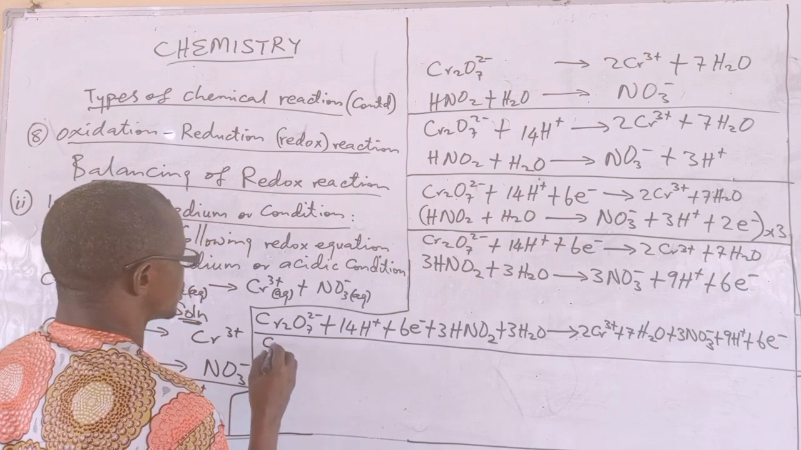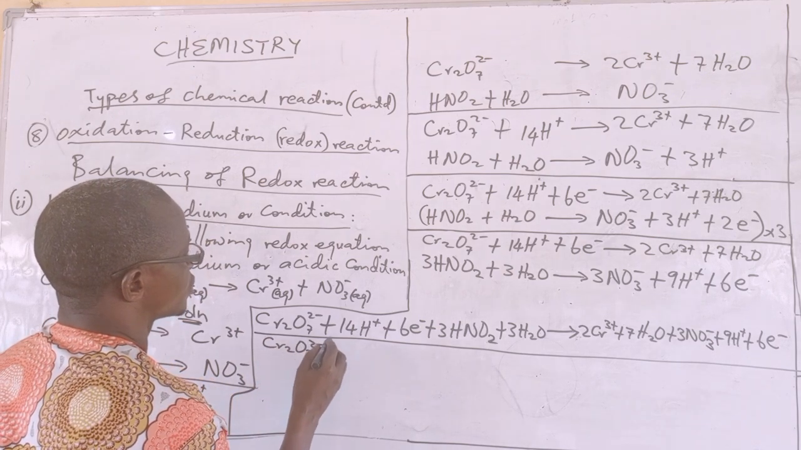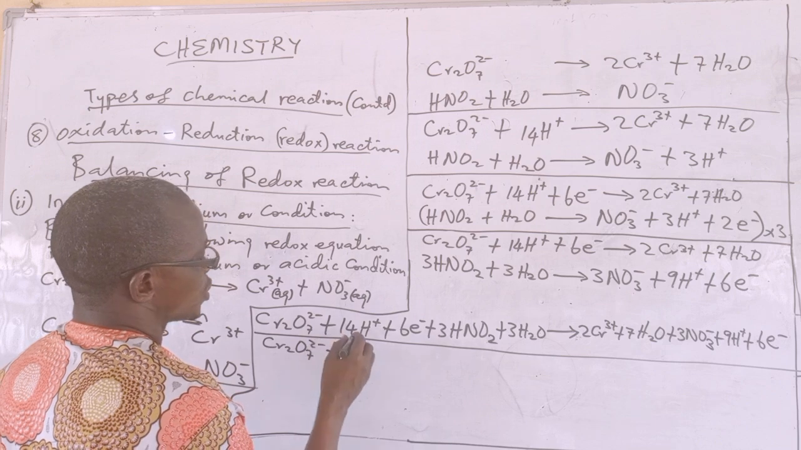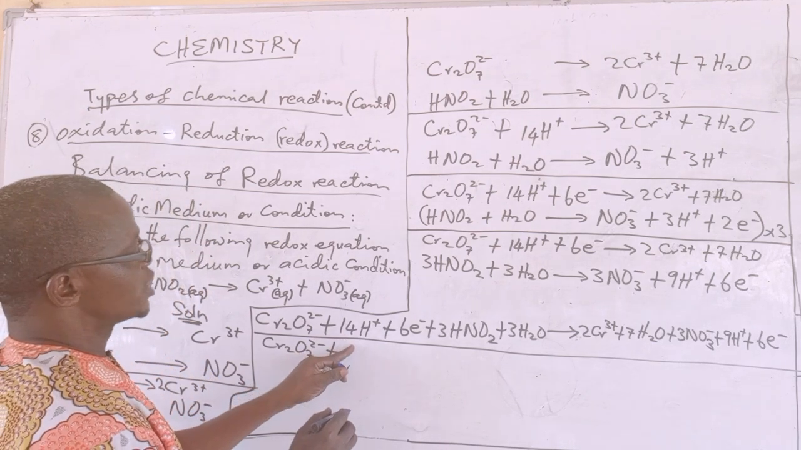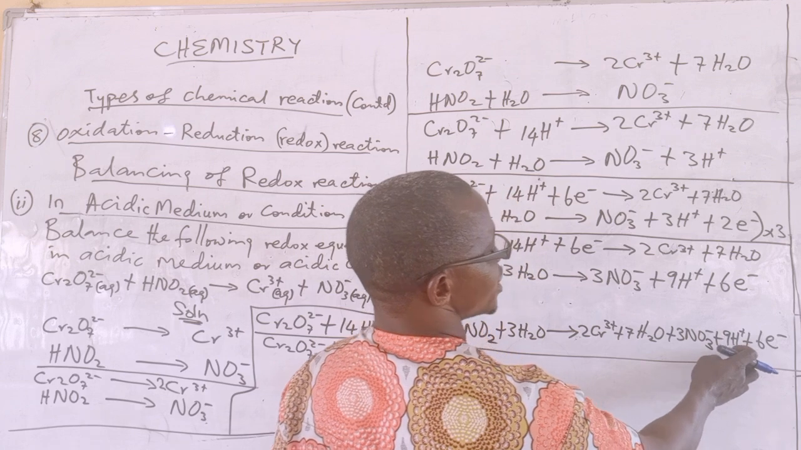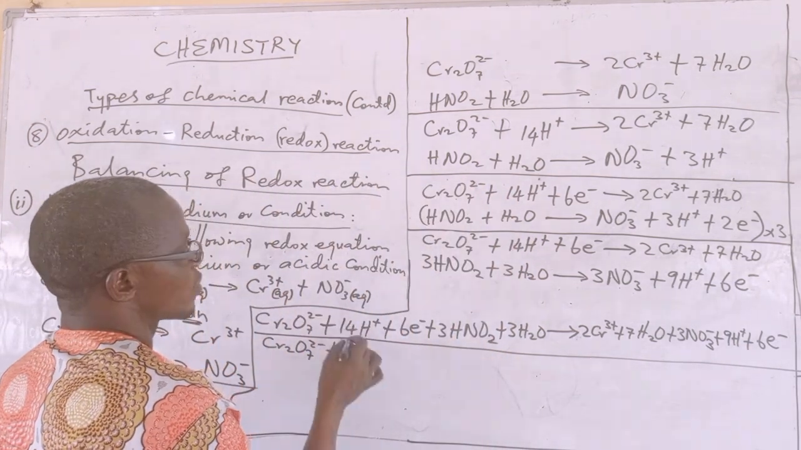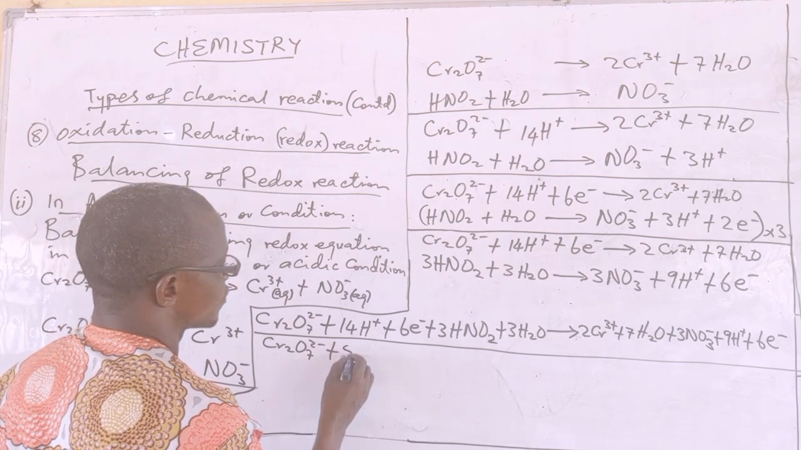I'll bring it down. Cr2O7 2-, plus I have 14 H+. I have H+ here. How many? 9. So 9 will cancel itself. Cancel 9 from this 14. How many are left? 5.